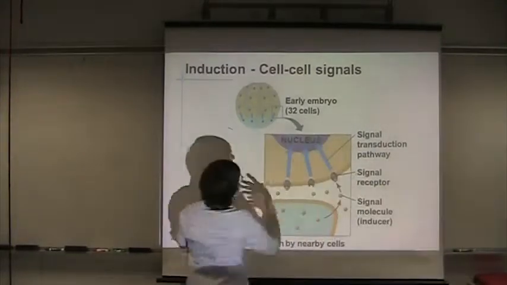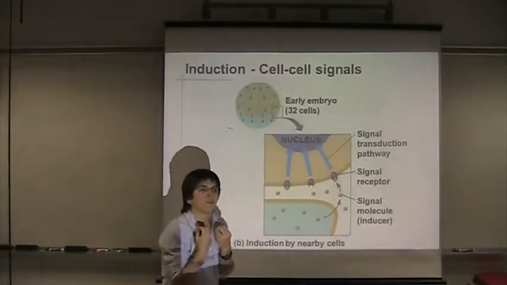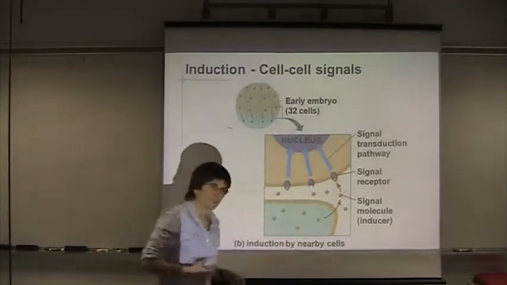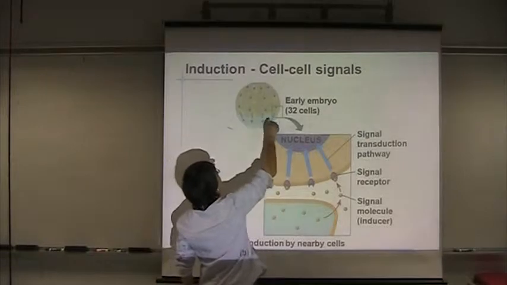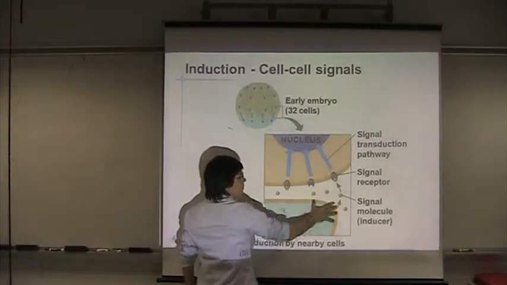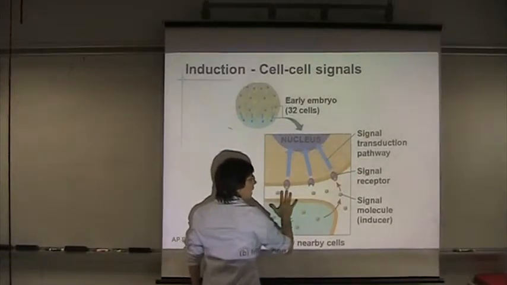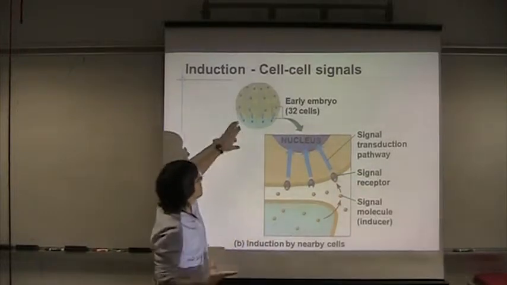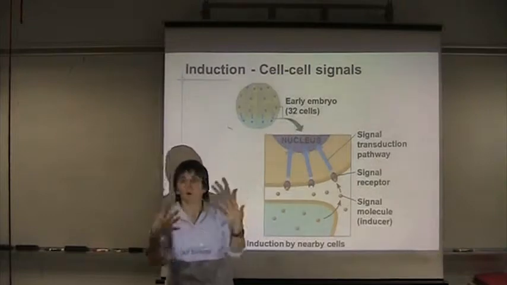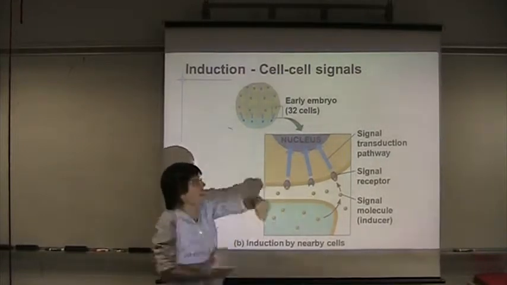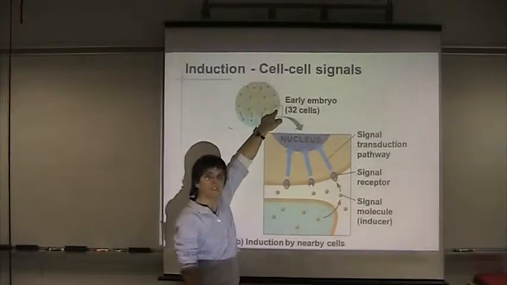This is what we call induction. Basically, one group of cells is going to induce another group to do something through signals. So these cells here obviously are producing a signal molecule. And because they are right next to these cells, guess who is going to get that signal? Obviously, these cells.